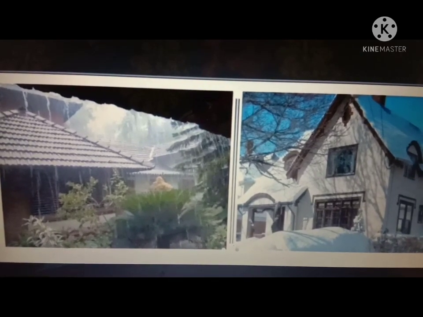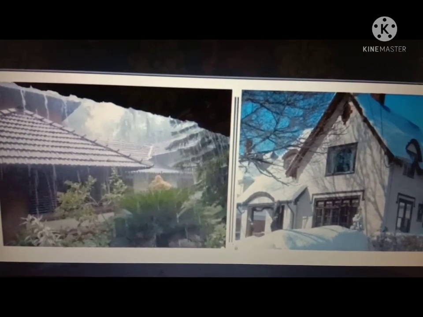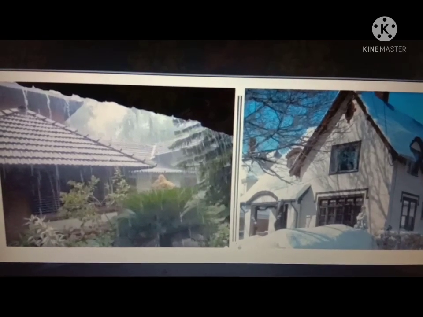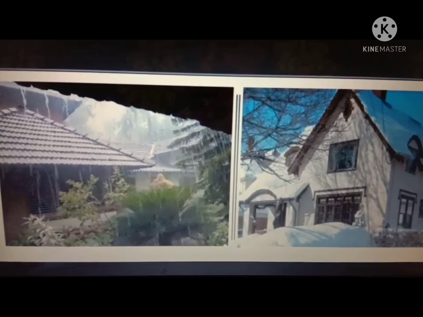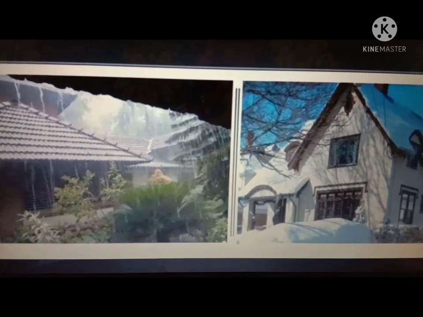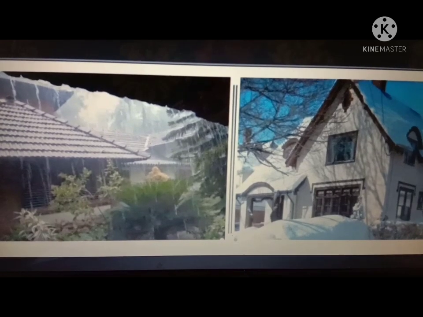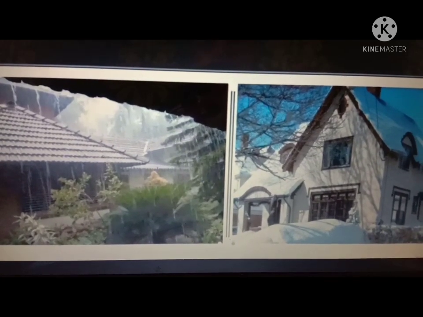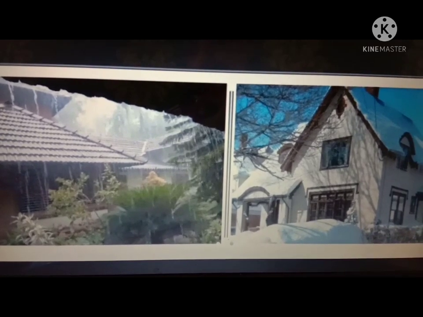Now children, these are the houses with sloping roof and you will find these houses in hilly areas, heavy rainfall areas and snowfall areas. So these kinds of houses have a sloping roof.